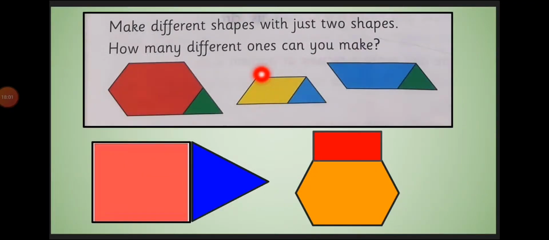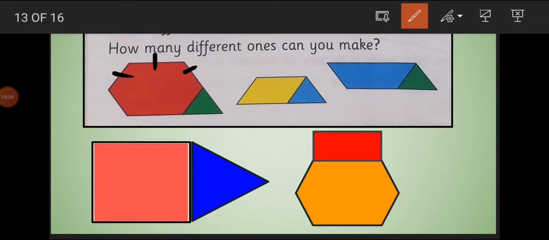Now look at that. So you can see this shape. First count the sides and corners. 1, 2, 3, 4, 5, 6 sides. 1, 2, 3, 4, 5, 6 corners. Which shape is this? Yes, it's a hexagon.